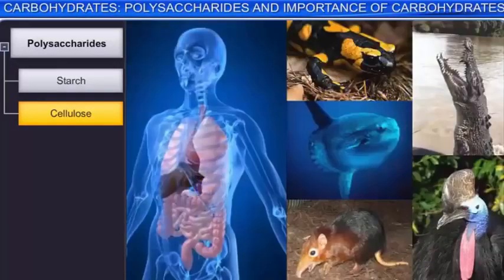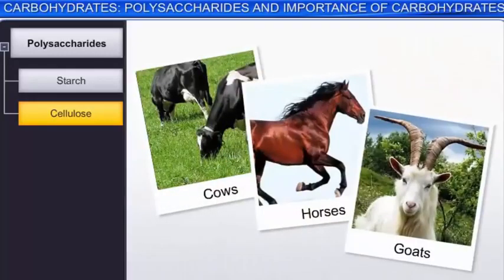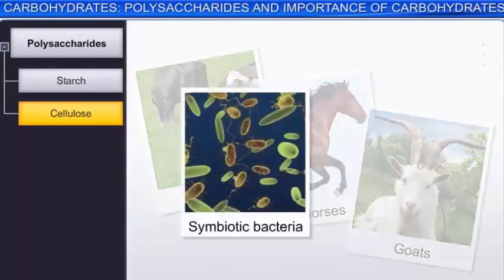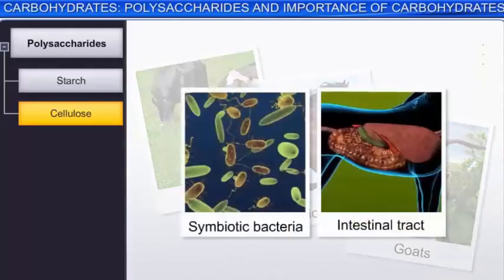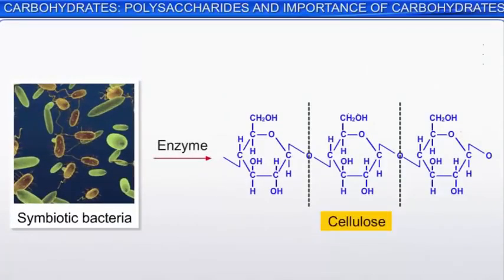Humans cannot digest cellulose, as they don't have the enzymes necessary to do so. Cows, horses, and goats have symbiotic bacteria in their intestinal tracts. These bacteria provide the enzymes for breaking down cellulose. The term dietary fiber refers to cellulose.